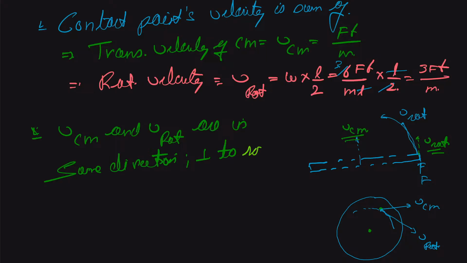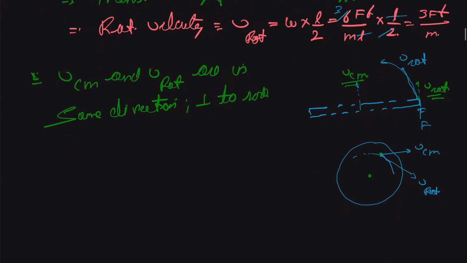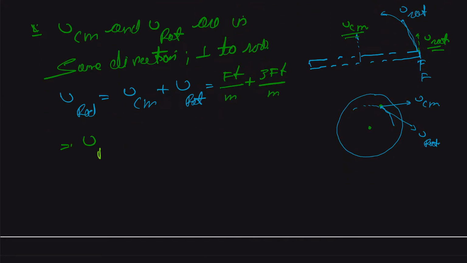Therefore, we can write that our total velocity, or we can say velocity of the rod, will be equal to velocity of our center of mass plus velocity due to rotation, and if you substitute the values, we are going to get this as Ft upon m plus 3 Ft upon m, which gives us that the velocity of the rod is equal to 4 Ft upon m.